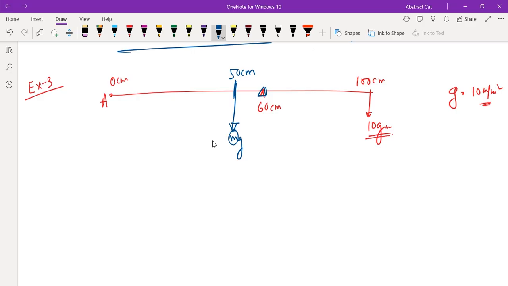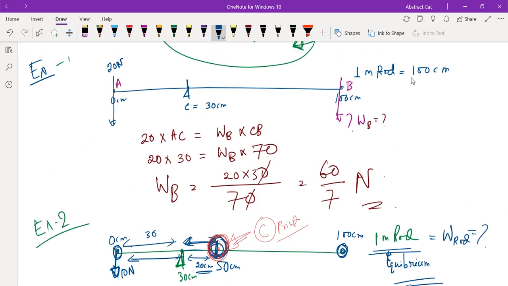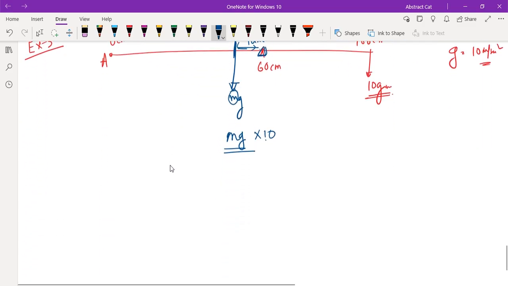Suppose I apply the principle of moment here: the gap from 50 to 60 is 10 centimeter. So mg times 10 centimeter, now converted into meter. One thing is very important: they are in ratio. The distance is in centimeter, but the force is in newtons. It doesn't matter, because the principle of moment works the same with a ratio of meter to centimeter. But conversion is good if you want to do it; otherwise, you still get the answer, no problem.